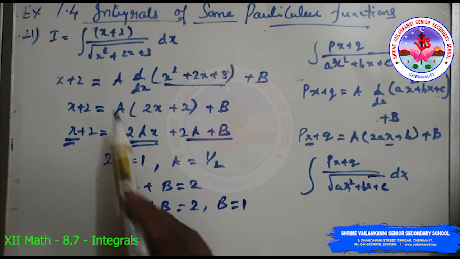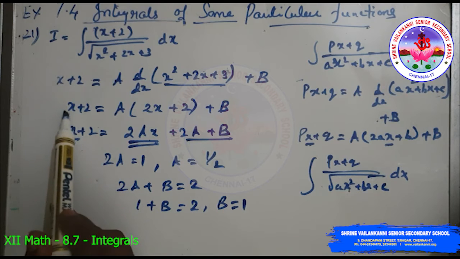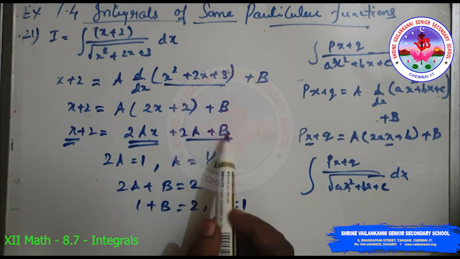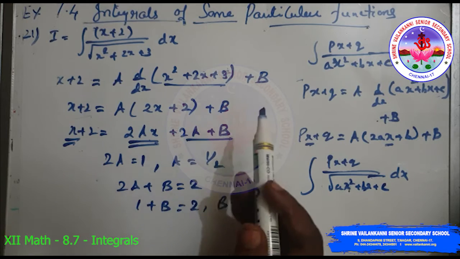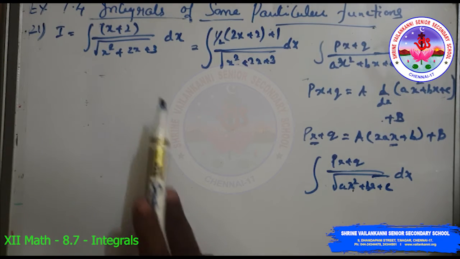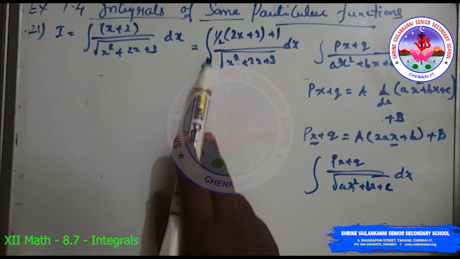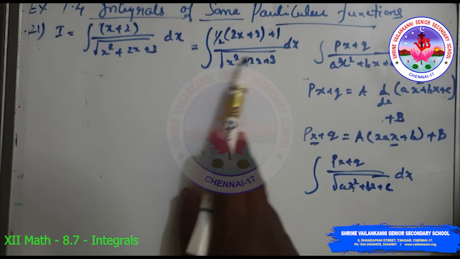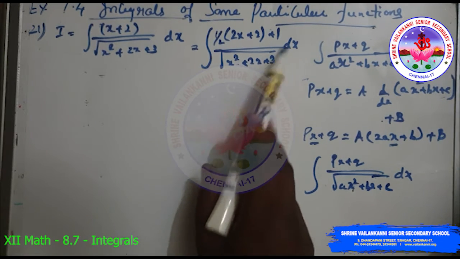So I am writing this integrand as x plus 2 equals 2 into ax plus 2a plus b. So I am going to write this as x plus 2 equal to, a is half, so half into 2x plus 2, plus b is 1. So I am writing this integrand as the integral of half of 2x plus 2 plus 1, substituting x plus 2 by root of x square plus 2x plus 3 into dx.